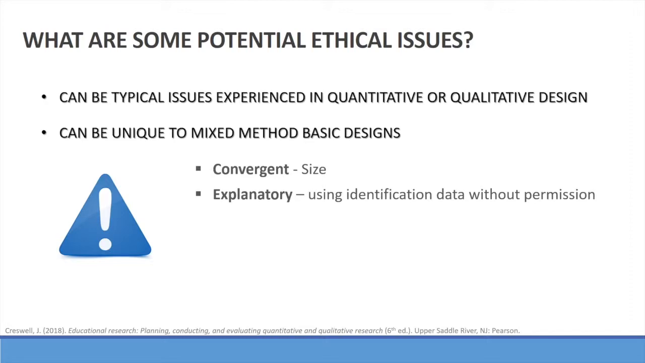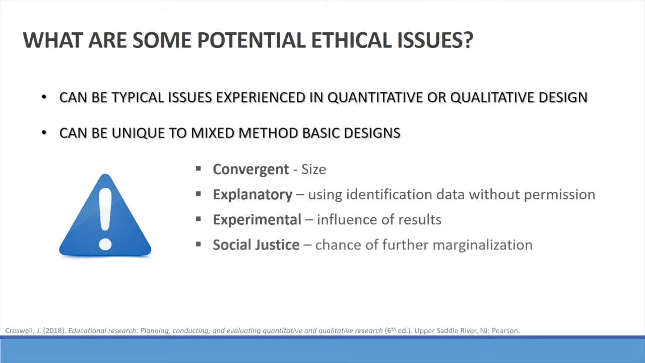In experimental design, the researcher must be careful to remain unbiased or uninfluenced by the data as the experiment is proceeding. In social justice design, the issue of qualitative data influencing the outcomes may arise. In multi-stage design, ethical issues can arise when needs of participants are overlooked in favor of existing models in literature.